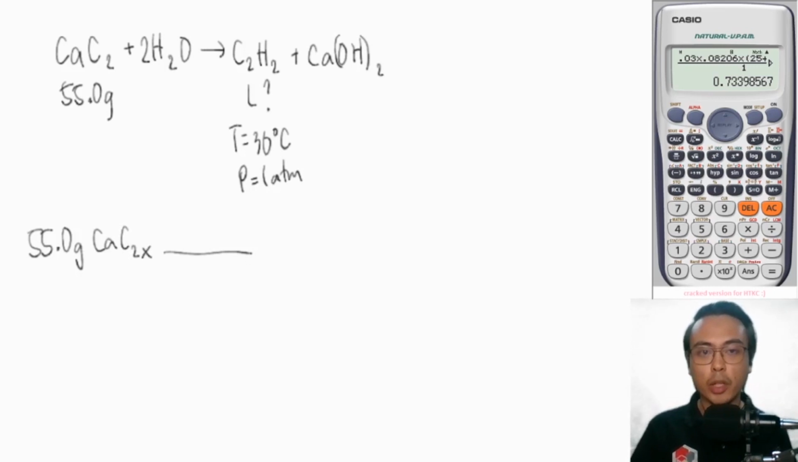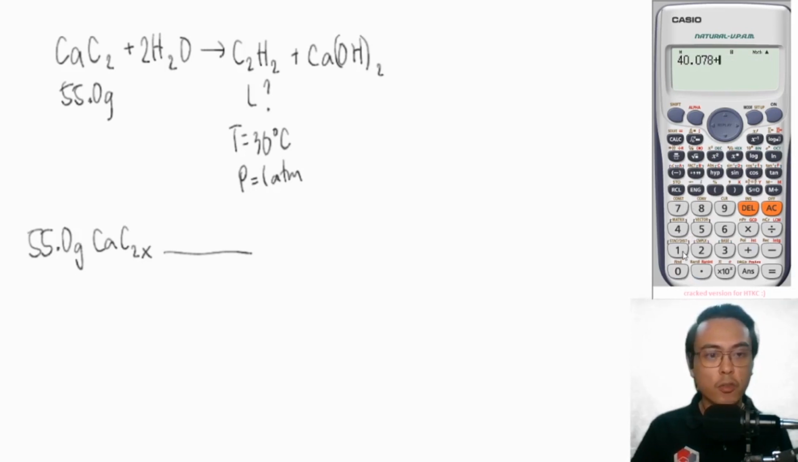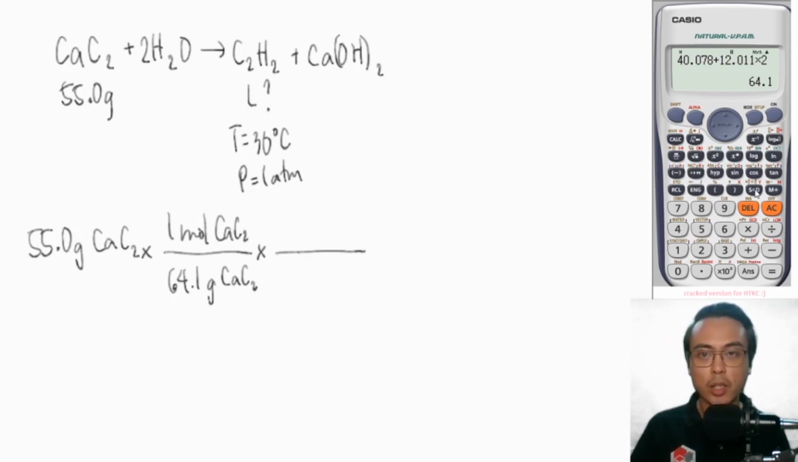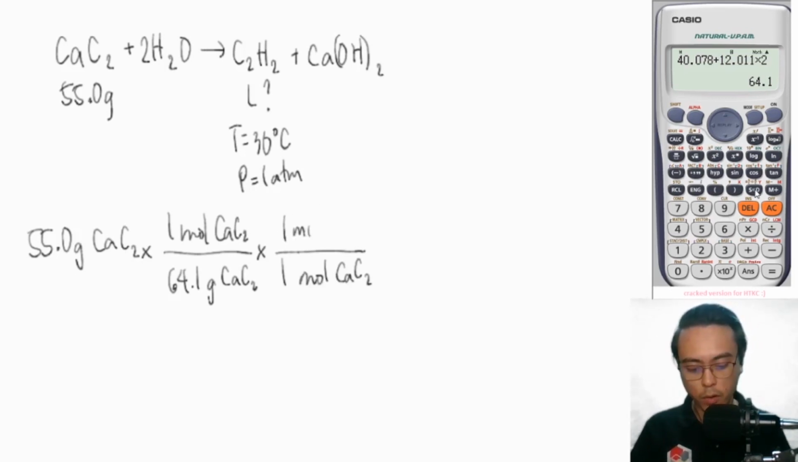We need the molecular weight of calcium carbide. Calcium is 40.078 plus for carbon that is 12.011 times 2. The molecular weight is 64.1. Grams of calcium carbide is to moles of calcium carbide. Next, we take a look at the balanced equation and look at the coefficients. For every 1 mole of calcium carbide, there is 1 mole of acetylene or C2H2.